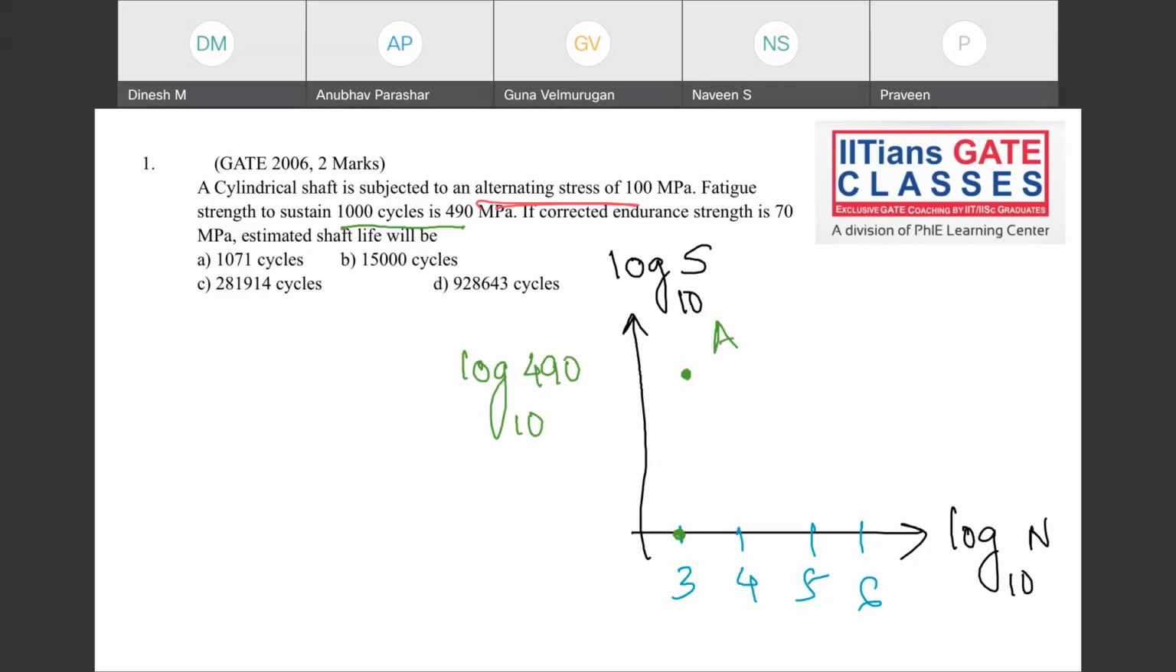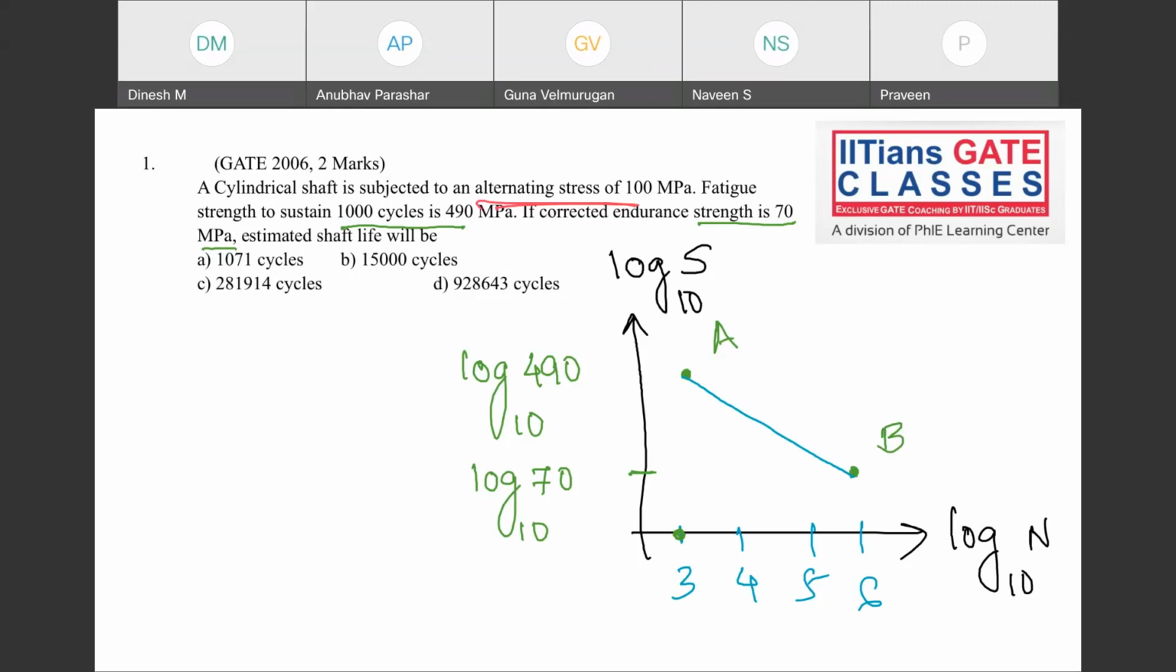Then you will find another point, that is, the corrected endurance limit, 70 megapascal. On the y-axis I can write log of SE. What is SE now? SE is 70, log to the base 10, right? And what will be the x-axis? 10 to the power 6 cycles. Endurance limit means 10 to the power 6 cycles. So log of 10 to the power 6 to the base 10 will become 6. This is the point that you are going to obtain. Right? Now what we are going to do is join these two points.